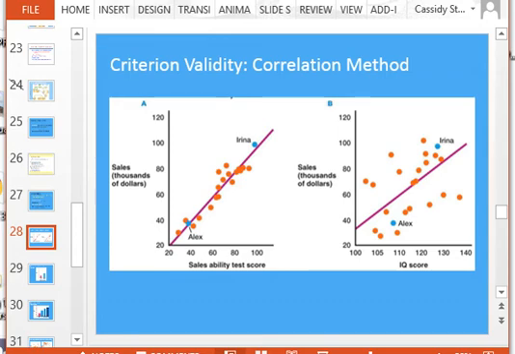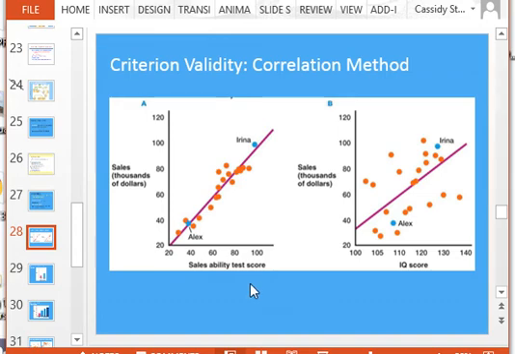So you give all the interns, all the people that you're going to hire, a test to see whether they'll be good salespeople or not. And then the people who score highly on this test, you make them salespersons. Well, then you want to see whether your test is actually accurate.